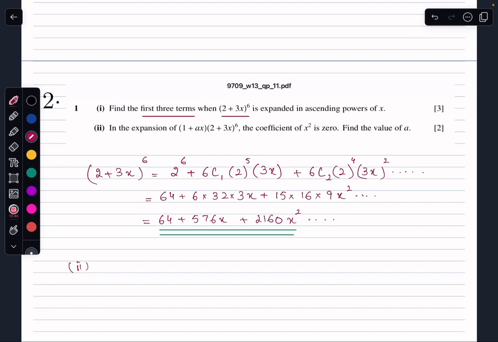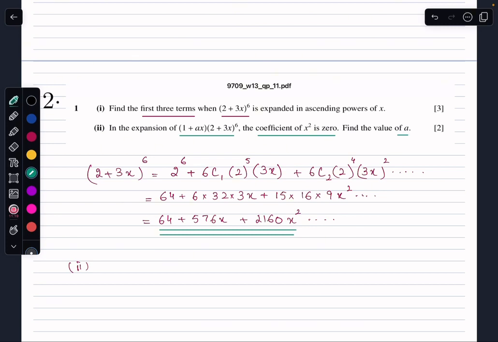The second part of the question says in the expansion of 1 plus ax times 2 plus 3x to the power 6, the coefficient of x square is 0. So we need to find the value of a. Coefficient of x square is 0, so that means there exists no coefficient as a coefficient of x square. This is what it means when we say that the coefficient of x square needs to be a 0. That means in the expansion there is no coefficient of x square here.